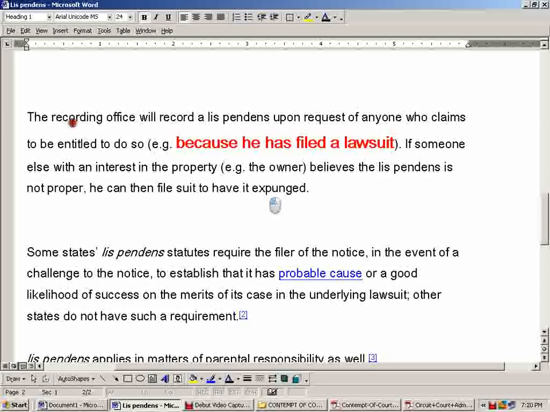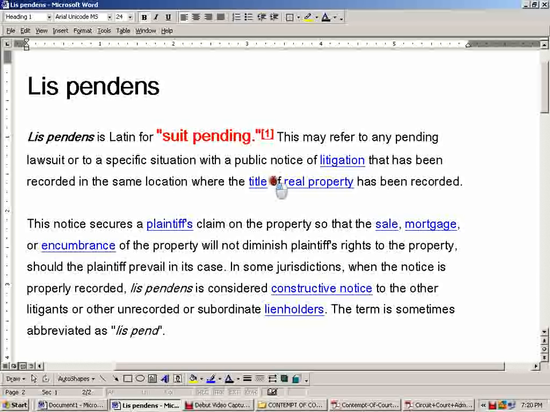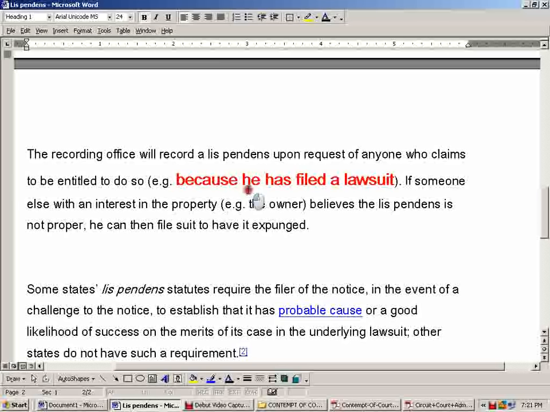The recording office will record the lis pendens upon a request of anyone who claims to be entitled to do so. For instance, because he has filed a lawsuit. All he needs to do is claim. Doesn't even have to prove it. Just claim that he is entitled to do it, and he can record it. If someone else with an interest in the property, like you, believes the lis pendens is not proper, he can then file suit to have it expunged. Well, where would he file the suit? Not where the notice is. It's just the notice. He would have to file the suit where the suit is, which is where the title to the real property is. I hope you see the difference.